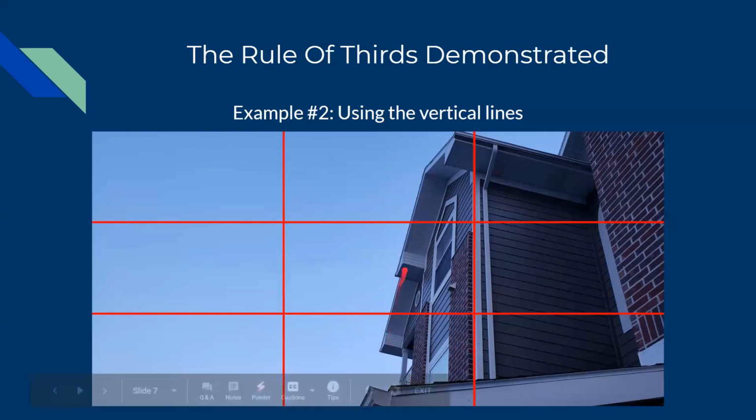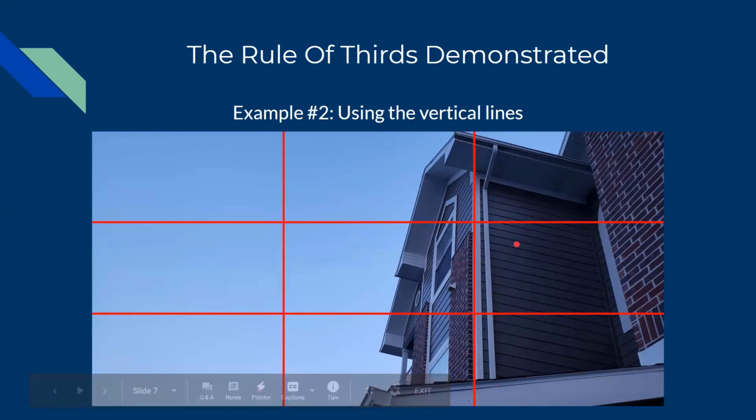Now, in the specific case for these vertical lines, I think it's really good to align the vertical lines with things that are tall in your shot. So a good example I can think of besides this is, again, maybe you've got a shot of someone standing in front of a sunset. You want to align this tall line here with that person.